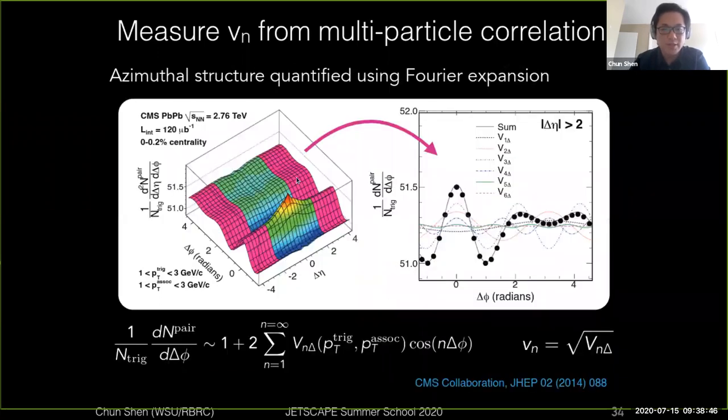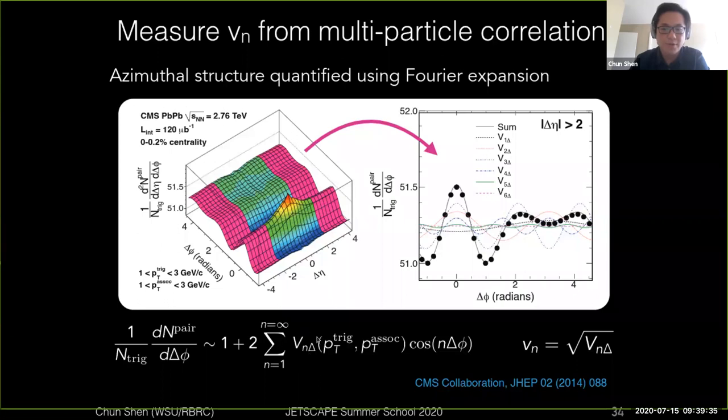Then the Vns are usually calculated using the correlation function at large delta eta, which means the two particles in the pair have a large gap in rapidity, so that this suppresses the non-flow in the middle rapidity. As you can see, there's a near-side jet peak, which is not coming from the global flow coefficients, but from other physics like resonance decay, charge conservation, as well as jet fragmentation. We don't want to have this in the measurements of Vn. So usually in experiments, you use the signals of these two-particle correlations at the large rapidity gap to perform a Fourier transform to extract these capital Vn coefficients.